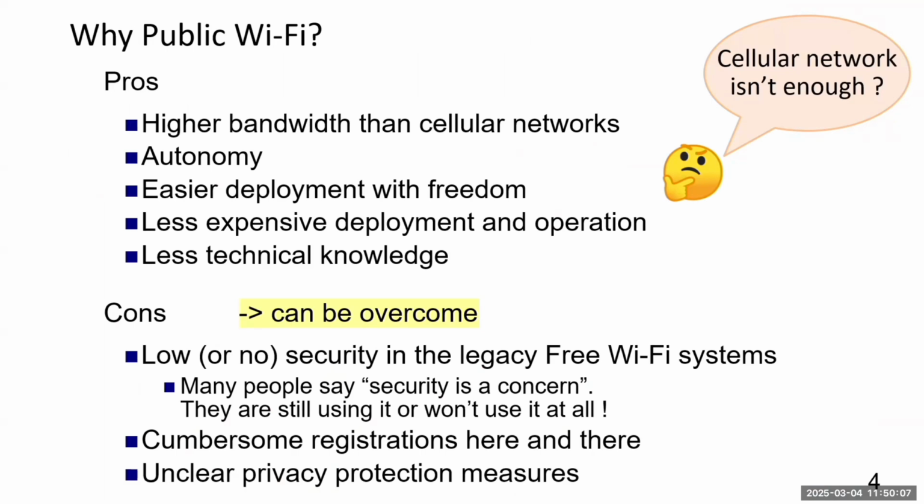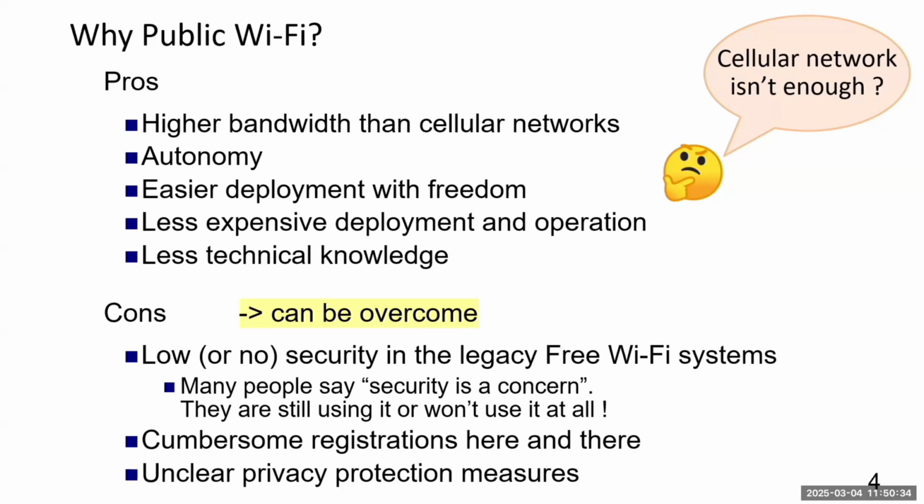Some pros: Wi-Fi has higher bandwidth than cellular networks, and we have autonomy and easier deployment with freedom. Even if you need a cellular antenna, if the telcos refuse it, you cannot get that access. But Wi-Fi could be deployed easily.